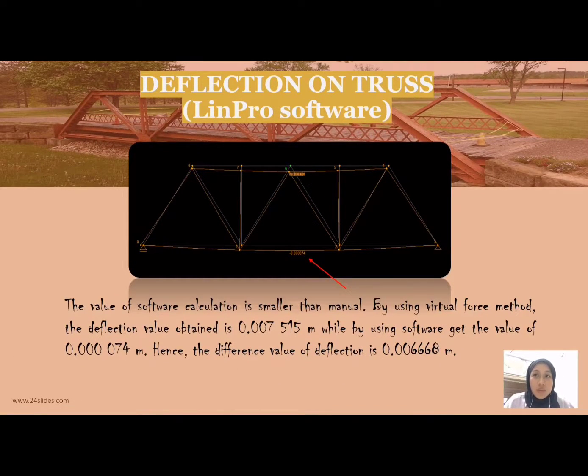Next, the deflection on the truss by using the reinforced software. You can see in this slide the diagram of deflection of our truss. The value of the software calculation is smaller than manual. By using the virtual force method, the deflection value obtained is 0.07515 meter, while by using software we get the value of 0.000074 meter, so there is a difference of 0.00666 meter.